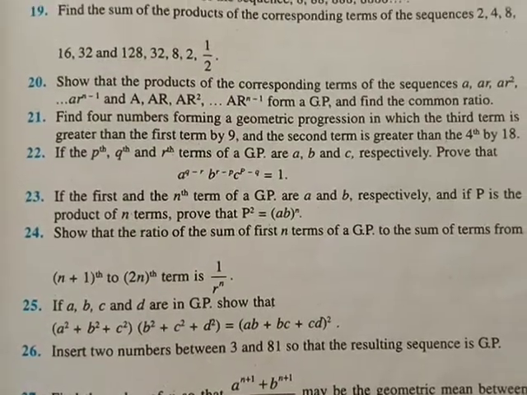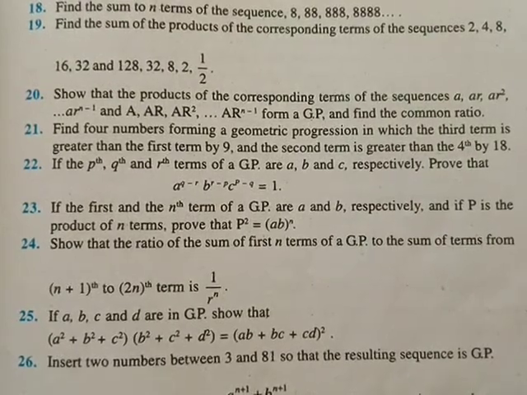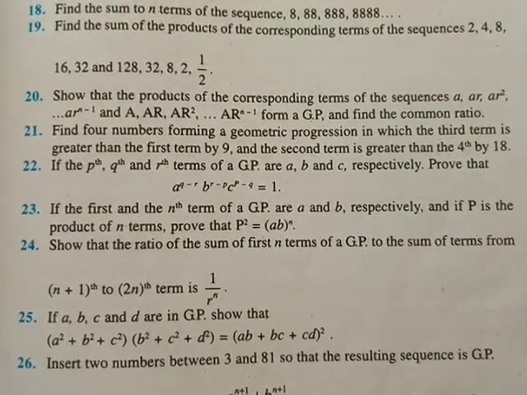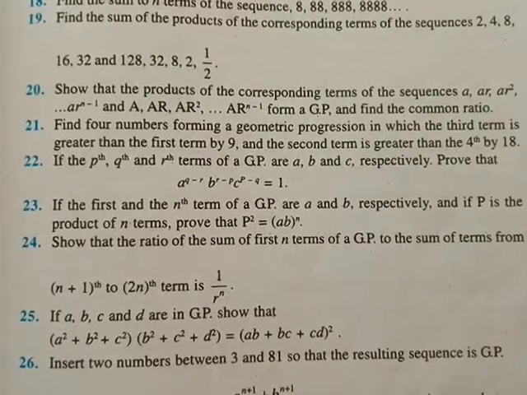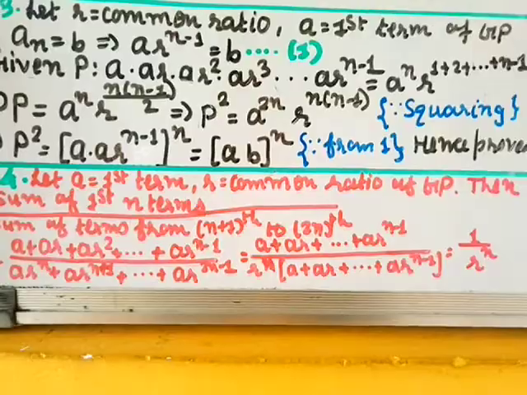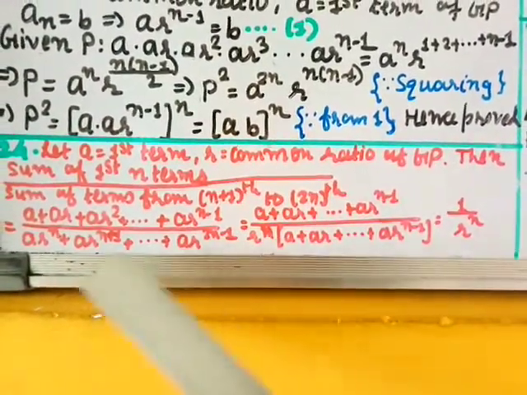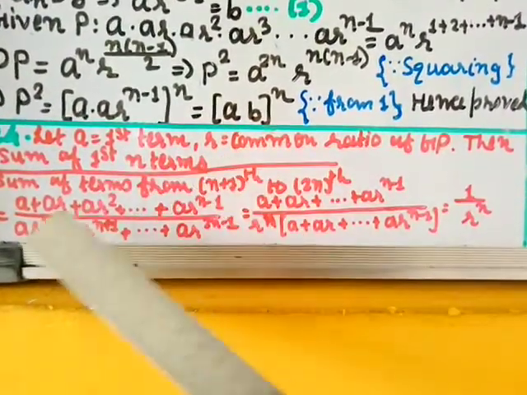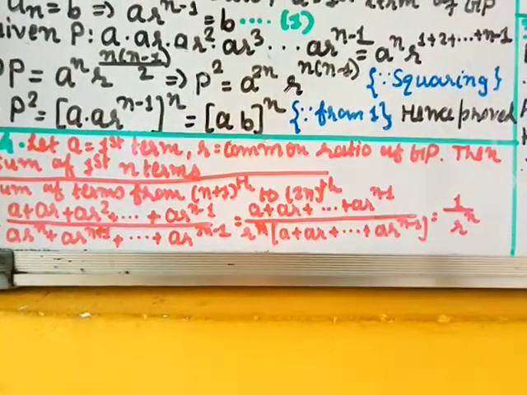Question number 24. Show that the ratio of the sum of the first n terms of a GP to the sum of terms from n plus 1 to 2nth term is 1 by r power n. Let a be the first term and r be the common ratio of the GP. Then sum of first n terms divided by sum of terms from n plus 1 to 2nth term.